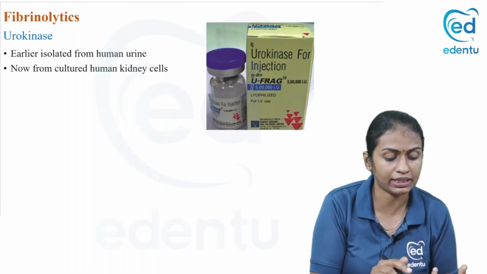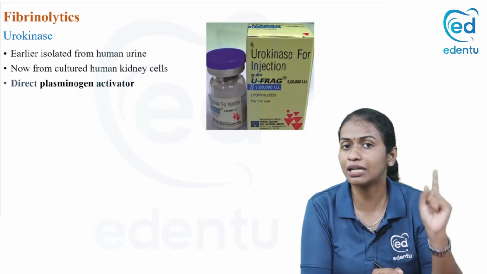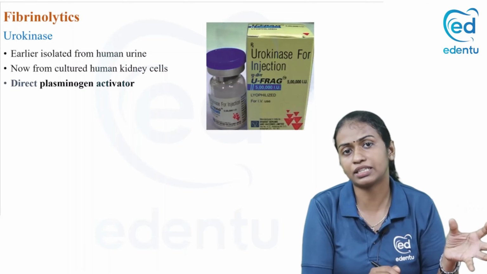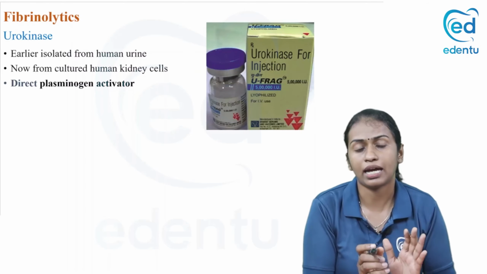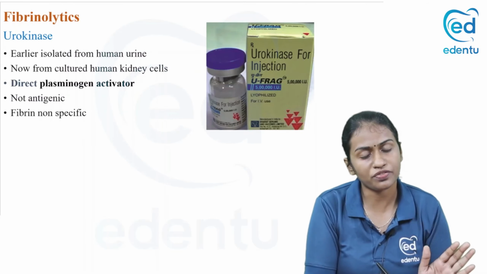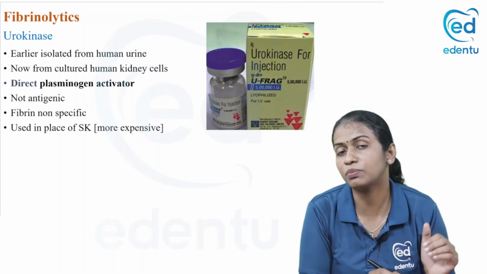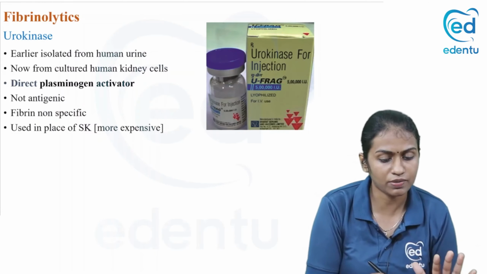That is one advantage. Another advantage is it is a direct plasminogen activator. Unlike streptokinase, which initially has to form a complex to expose its active site, urokinase has direct plasminogen activating property. It is not antigenic, but this is also fibrin non-specific. It can be used in place of streptokinase, but is more expensive compared with streptokinase. Okay, SK stands for streptokinase.